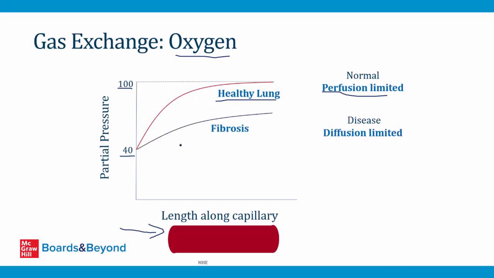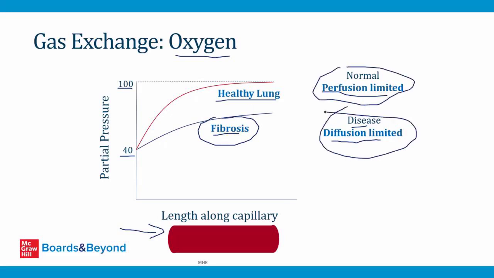If, however, the lungs develop fibrosis and fibrous tissue is deposited in the lungs, that becomes a barrier to diffusion. And so oxygen uptake can become diffusion limited in disease states where you have some barrier to the uptake of the gas. And so fibrosis is the classic example of a disease process that converts oxygen from perfusion-limited uptake into diffusion-limited uptake.